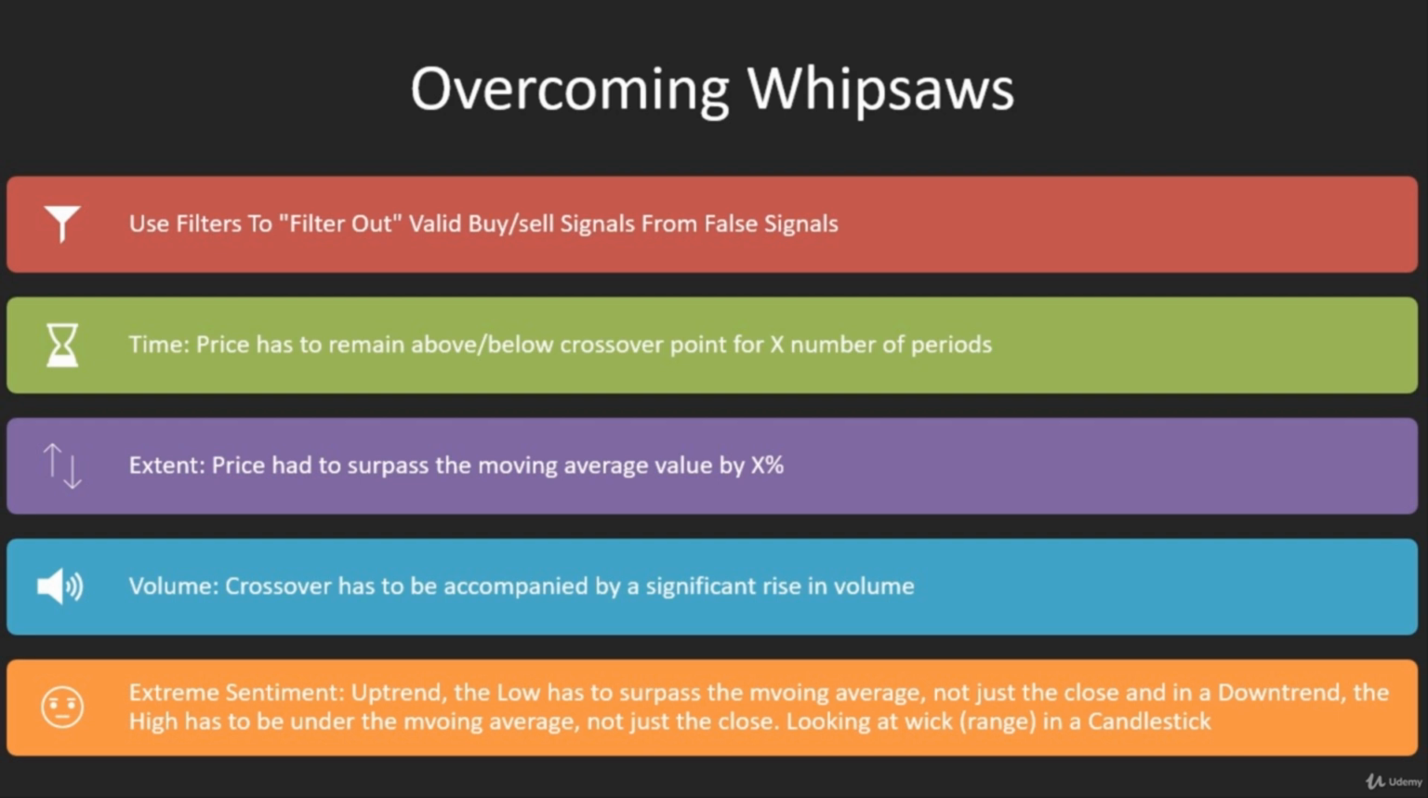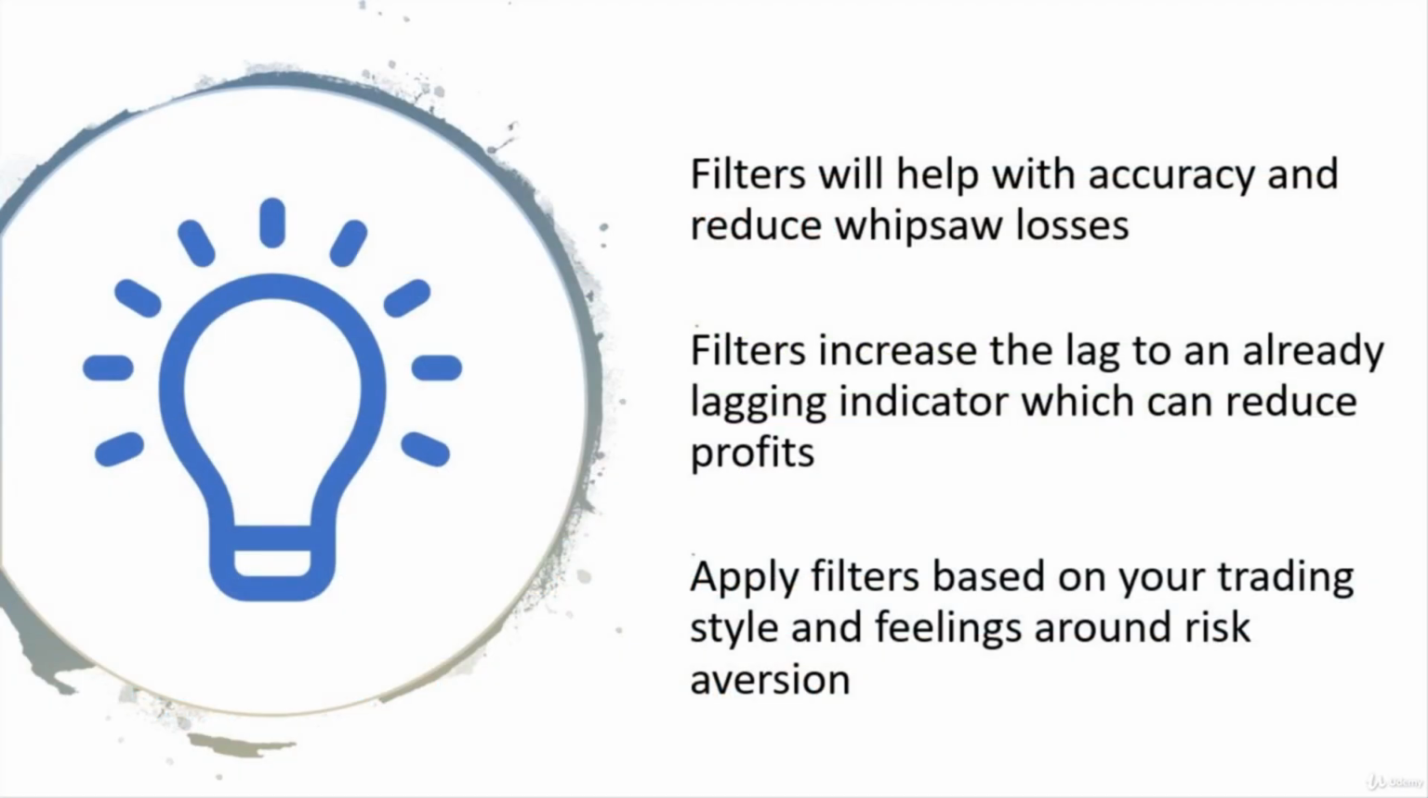to overcome these whipsaws. Now you're probably already seeing some of the downside of filters, right? Filters will help with accuracy. You'll do less trading, and they'll help reduce whipsaw losses, so you're not frequently trading or trading the wrong way. You're putting in these stronger rules. But filters also increase the lag of an already lagging indicator, which can reduce profits.